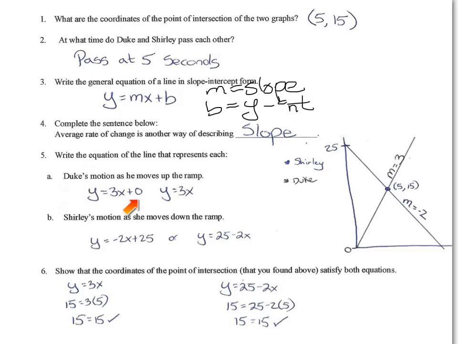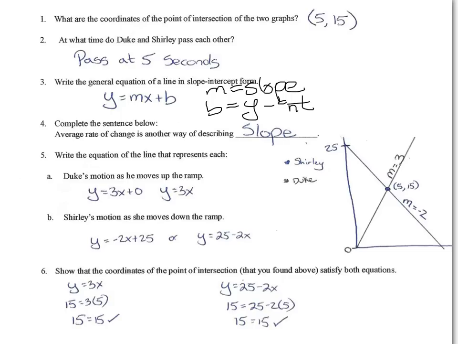The y-intercept, or the starting point for Duke, was at a height of 0, while the starting point for Shirley was a height of 25. So we could write it as y = 3x + 0, but I'll write it as y = 3x, so I don't need that plus 0 there. Shirley, on the other hand, I could write as y = -2x + 25, or I could write it as y = 25 - 2x. It does not matter which way you write it.